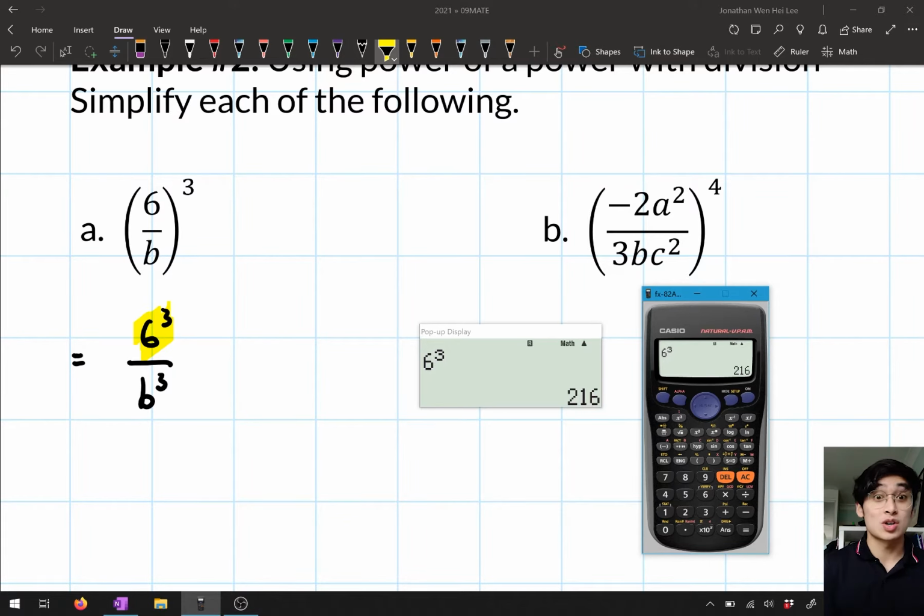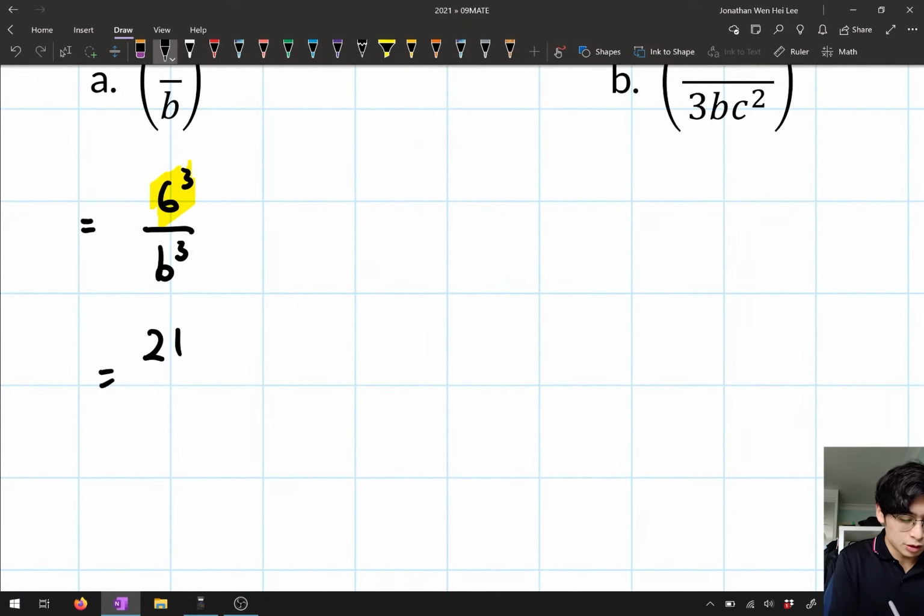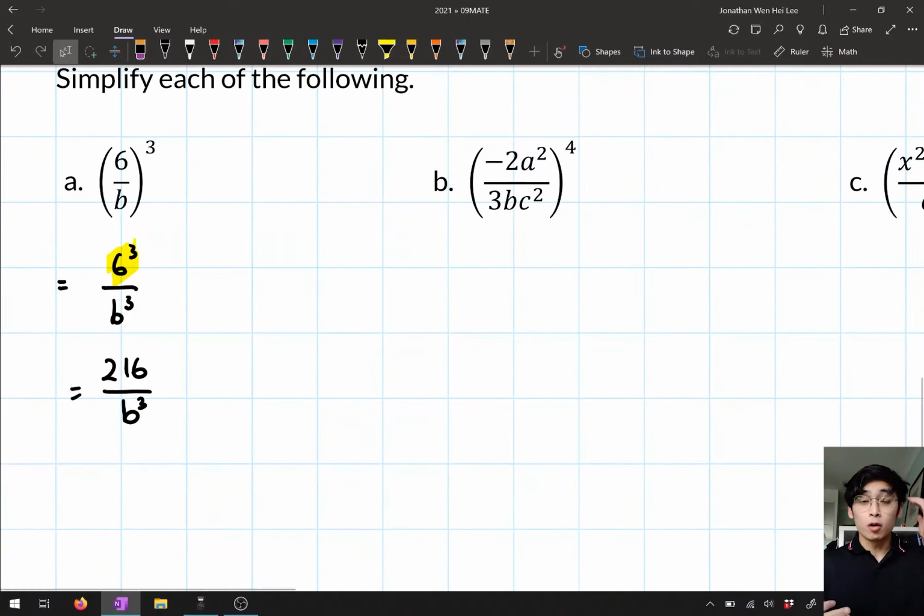6 cubed is 216. Excellent. So we can write this as 216 over b cubed. Just like we did before with our products, this time when we're dealing with our quotients, we do the same thing. We raise each of our terms to that power and leave them in the numerator and the denominator separately. Let's have a look at the next example.